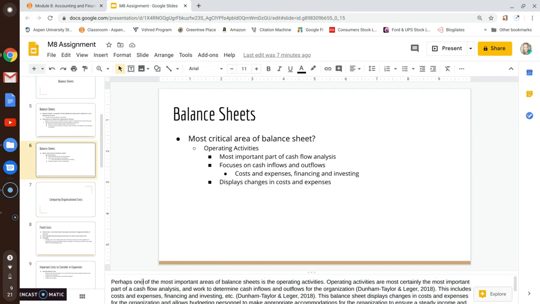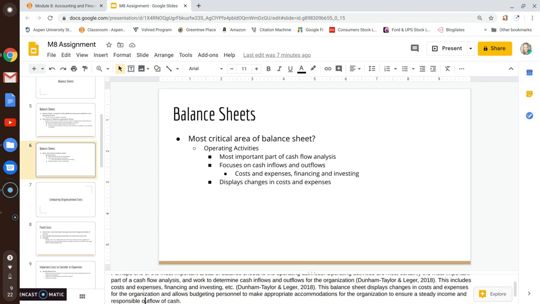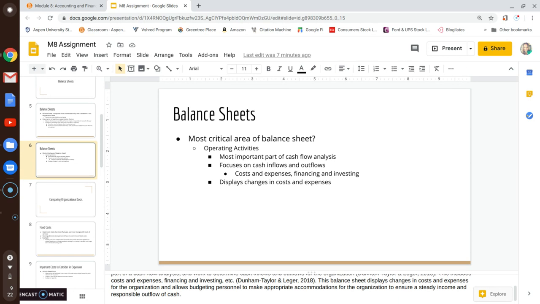Perhaps one of the most important areas of balance sheets is the operating activities. Operating activities are most certainly the most important part of a cash flow analysis and work to determine cash inflows and outflows for the organization. This includes costs and expenses, financing and investing, etc. This balance sheet displays changes in costs and expenses for the organization and allows budgeting personnel to make appropriate accommodations for the organization to ensure a steady income and responsible outflow of cash.